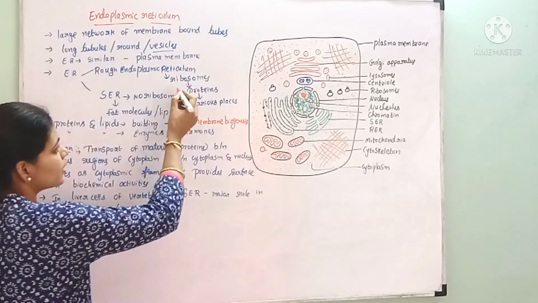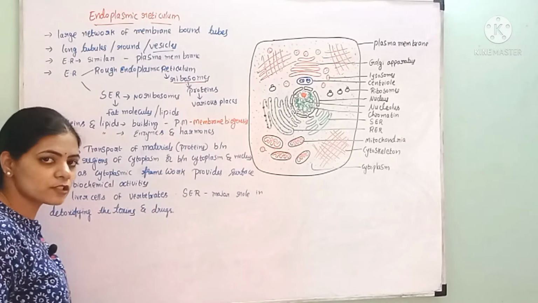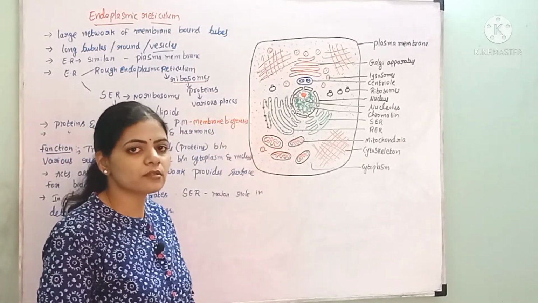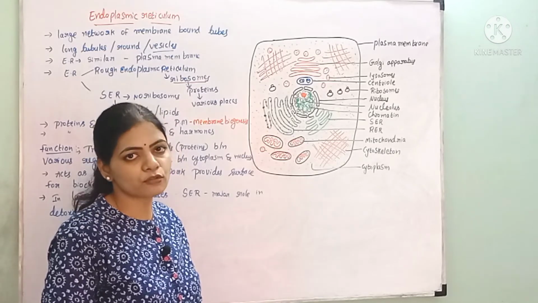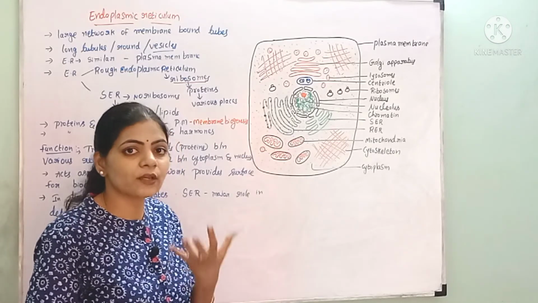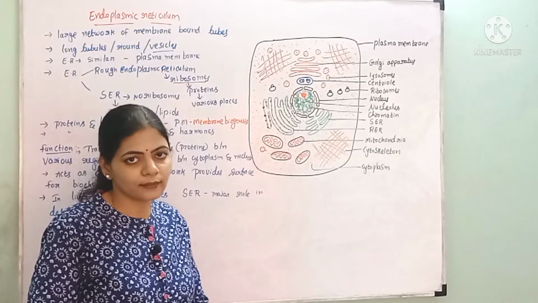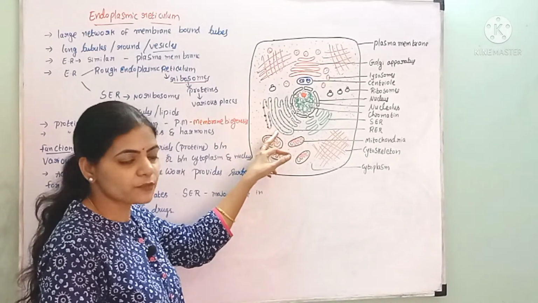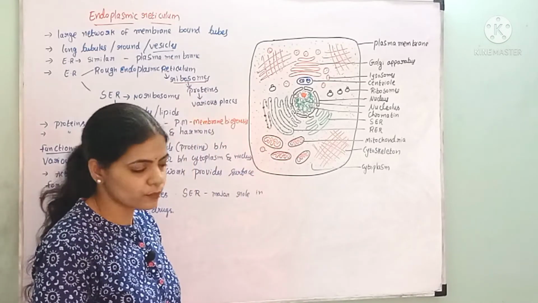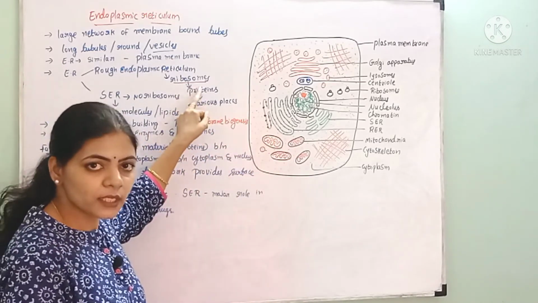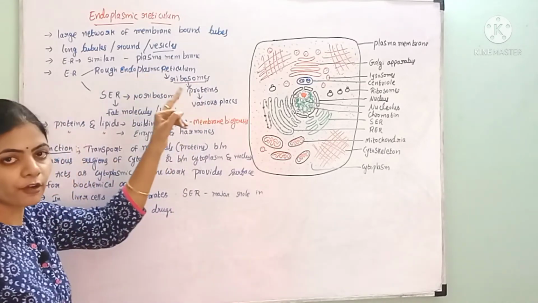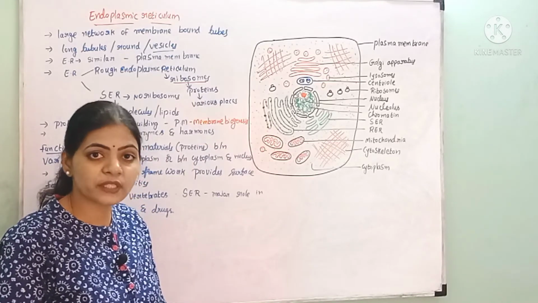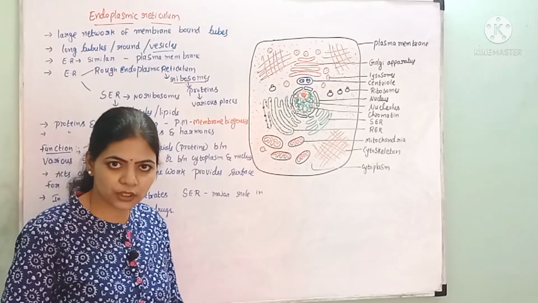So what is present on the rough endoplasmic reticulum? On the surface of the rough endoplasmic reticulum, ribosomes are present, and because of the presence of those ribosomes, it gives a granular appearance when we see it under the electron microscope. The granular or rough nature is because of the ribosomes, and because of these ribosomes, the function of the rough endoplasmic reticulum is protein manufacture. The ribosomes play a major role in manufacturing proteins.